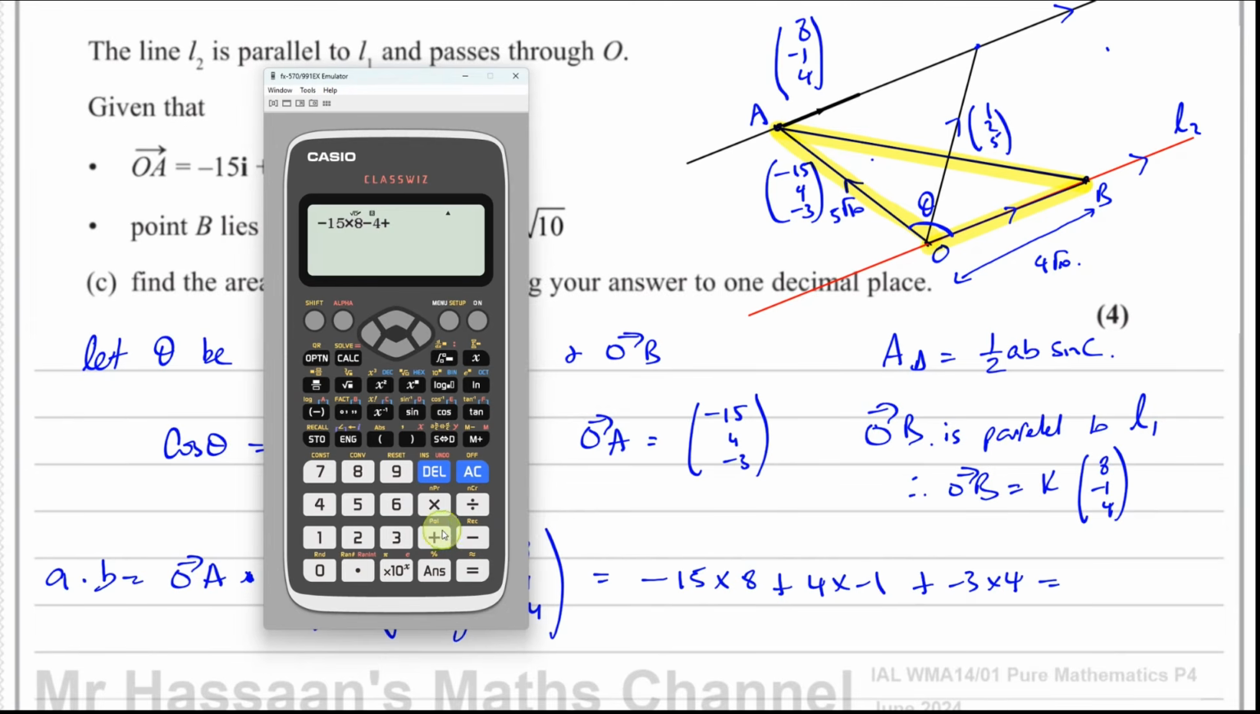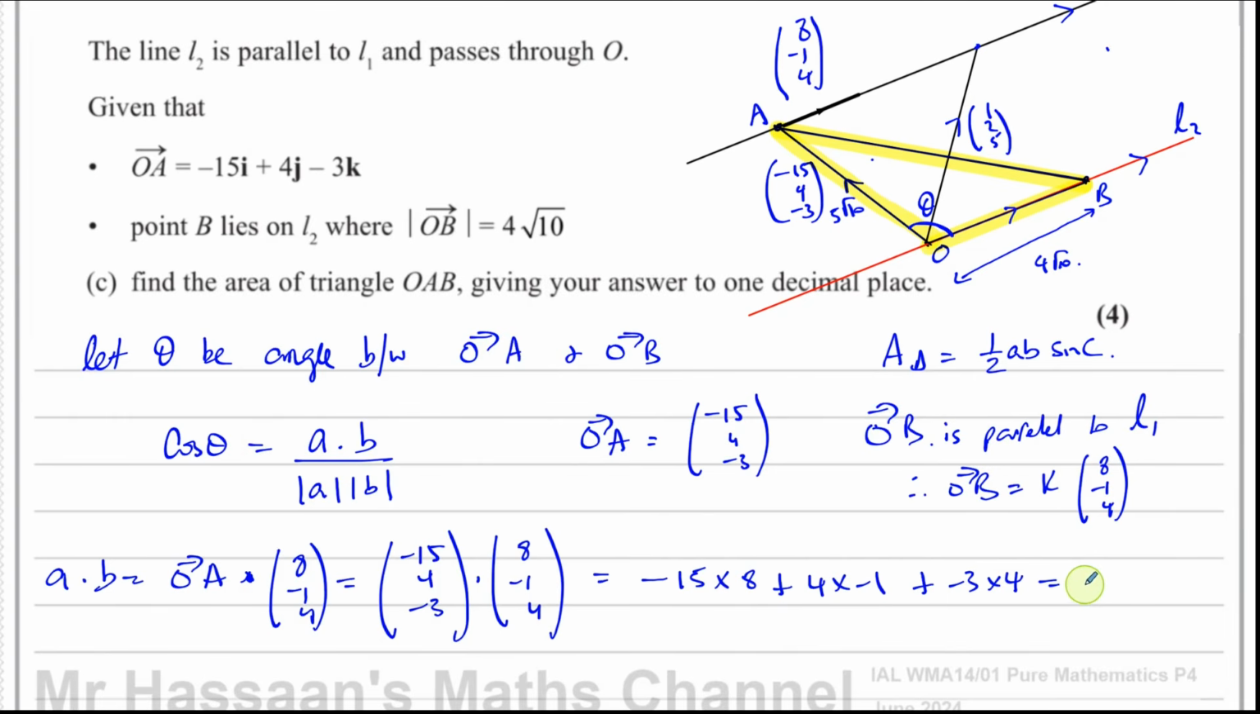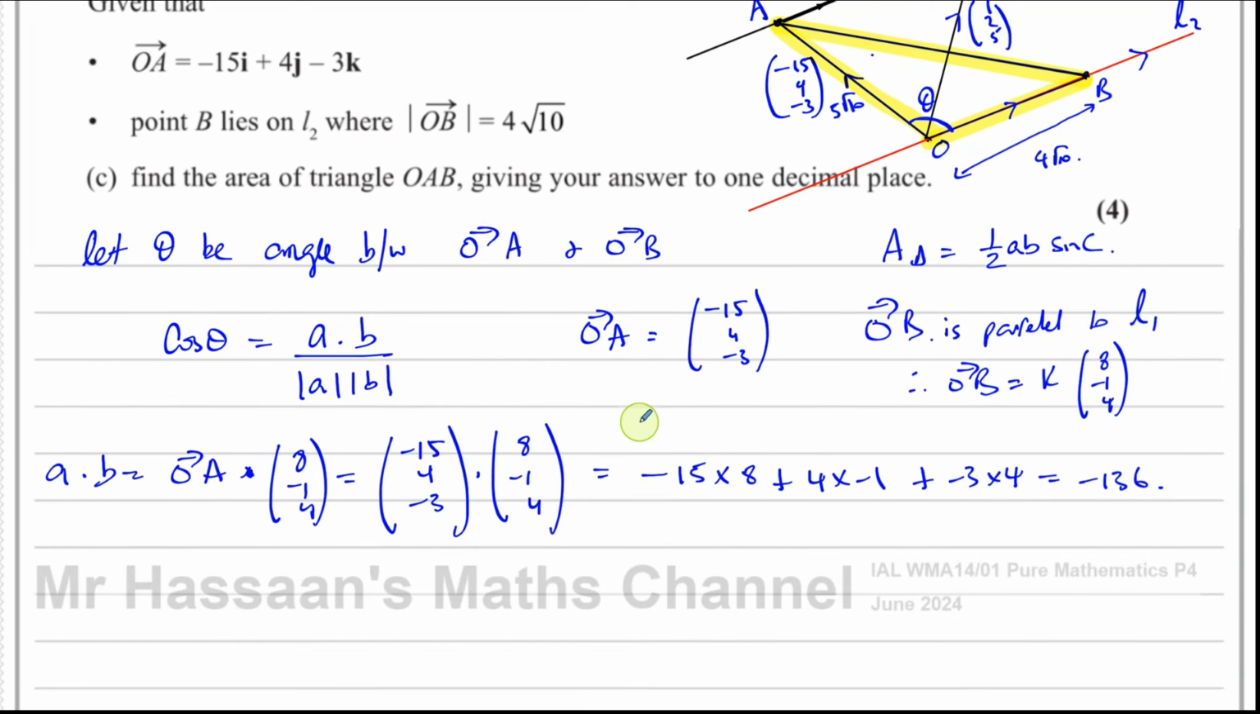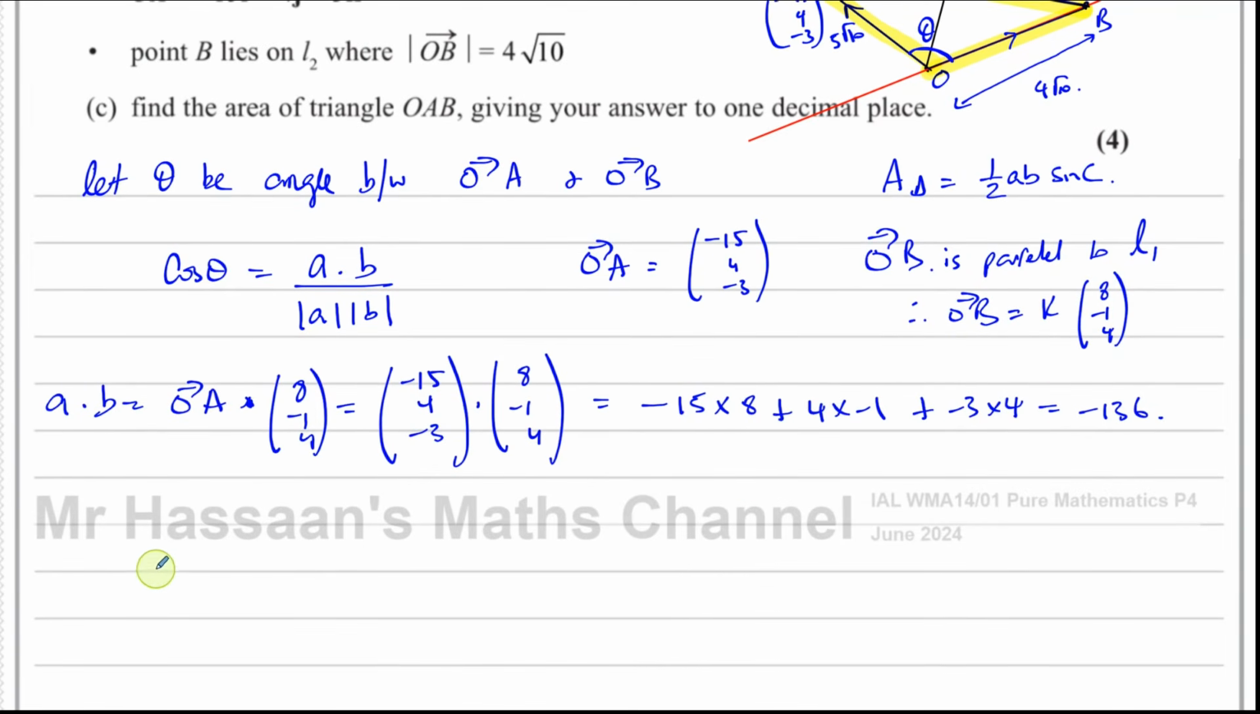Plus, you're going to have a minus 12. So you just put minus 12. Okay, so that will give you minus 136, negative 136. That's a dot product. So we can now say that the cosine of theta is equal to negative 136 over the product of the magnitudes.